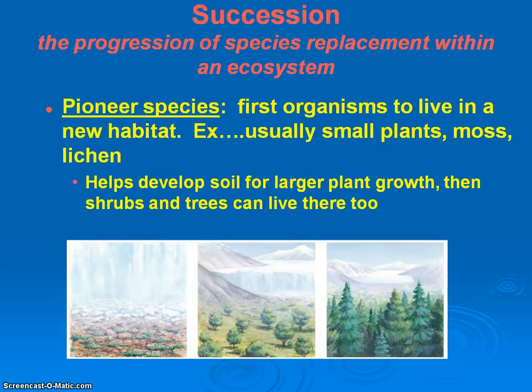Pioneer species are those organisms that first inhabit a new environment, a new ecosystem. When primary succession is occurring, you have a new environment taking shape, say at the start of a new island. Those pioneer species are going to be the first organisms to live and inhabit that new area. It usually starts out small.